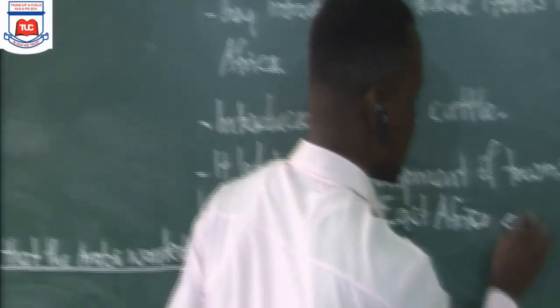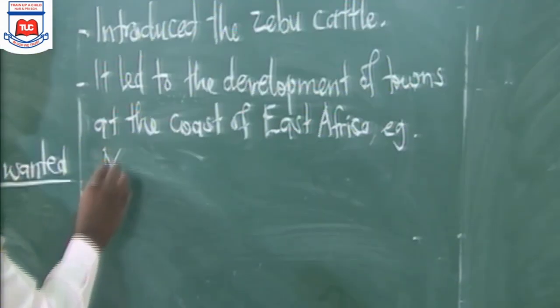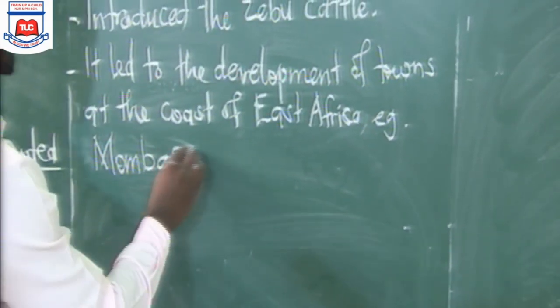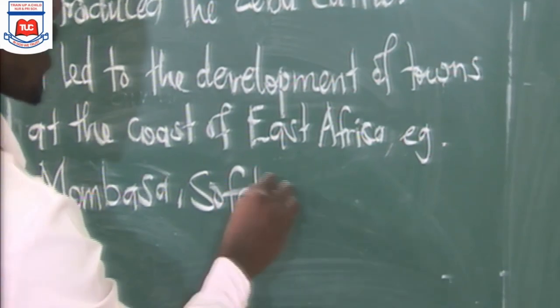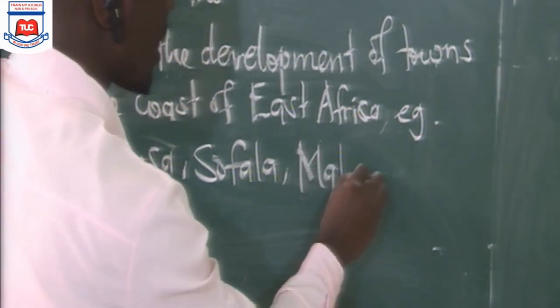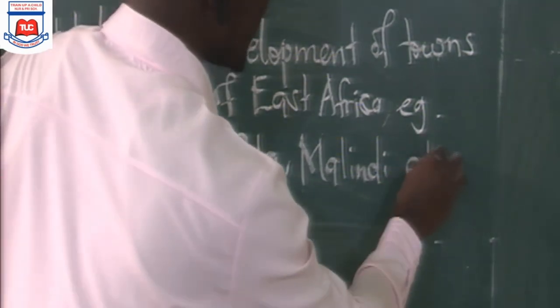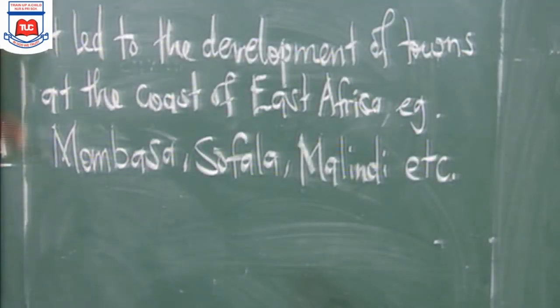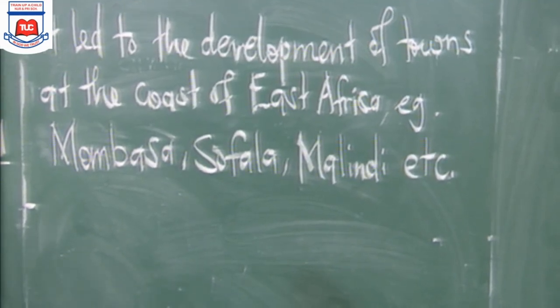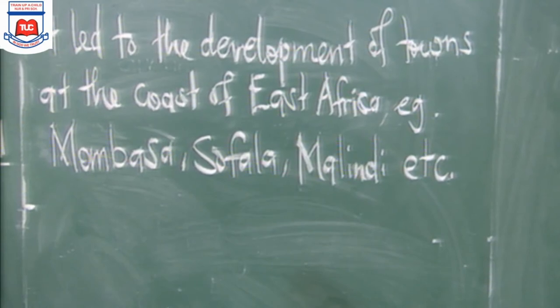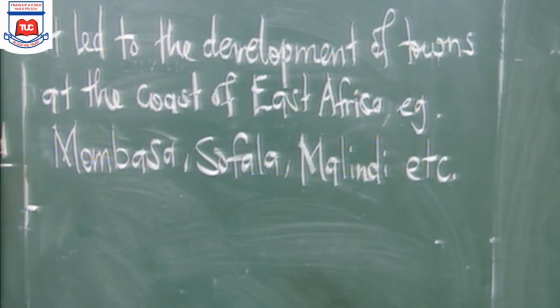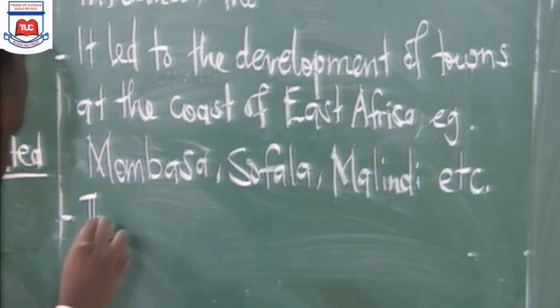Let's look at examples of these towns. For example, we have towns like Mombasa, we shall have Sofala, we shall have a town like Malindi, and others, including Zanzibar. So those are the places that were developed at the East African coast due to the presence of the Arabs. Then the other thing that we have to add here is that since these people entered the interior of Africa, it meant that they made Africa to be known to the rest of the world. So we shall say they opened Africa.